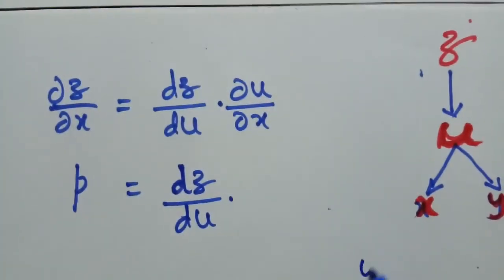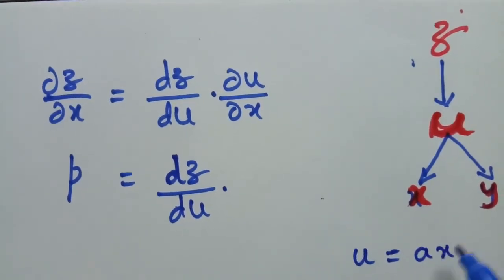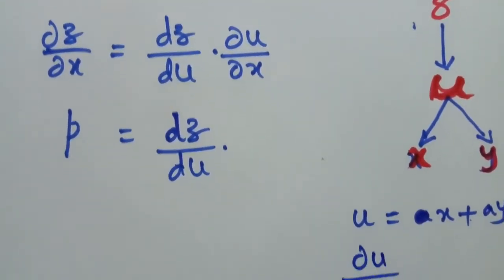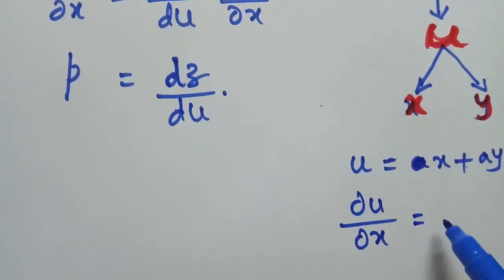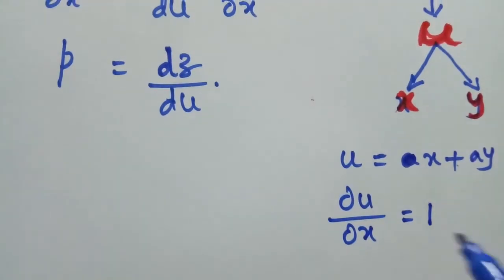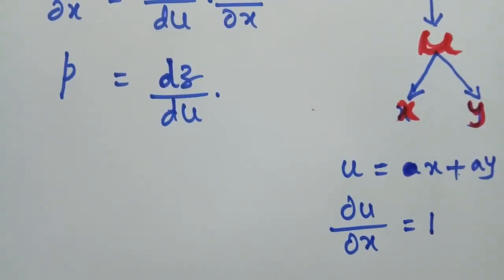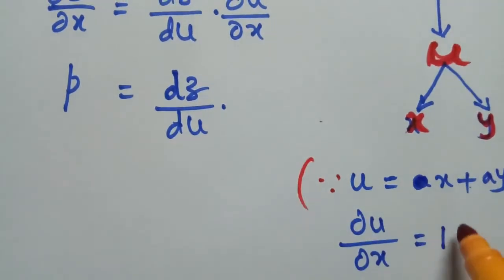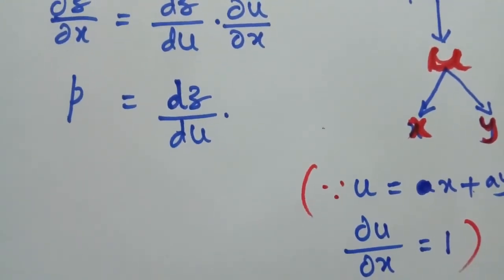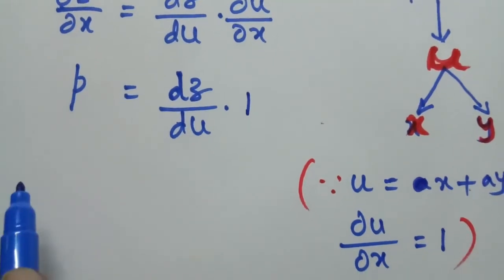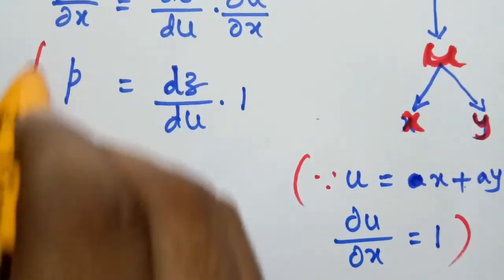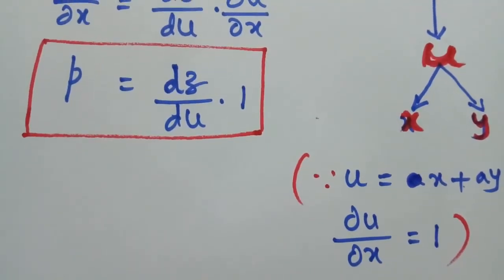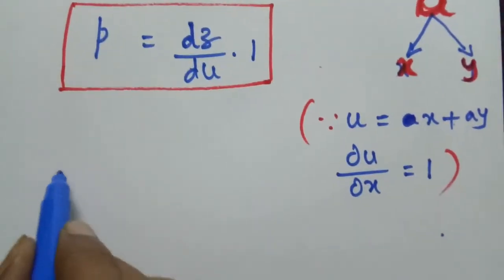Here u is equal to x plus ay. Therefore, partially differentiating u with respect to x, the derivative of x is 1, a is a constant, y is a constant, therefore dou u by dou x is equal to 1. Therefore p is equal to dz by du.